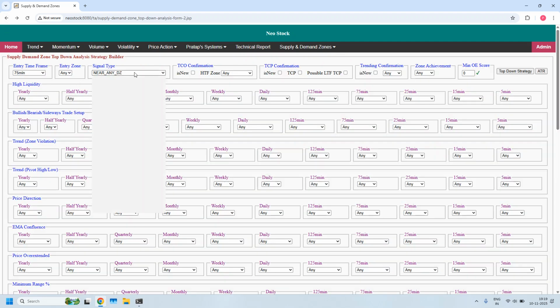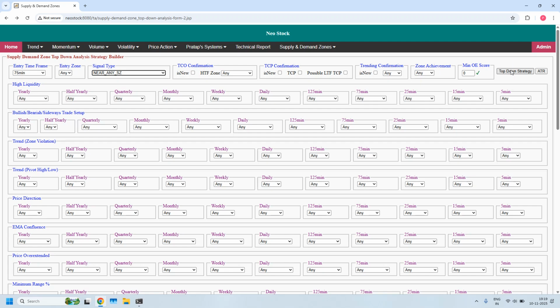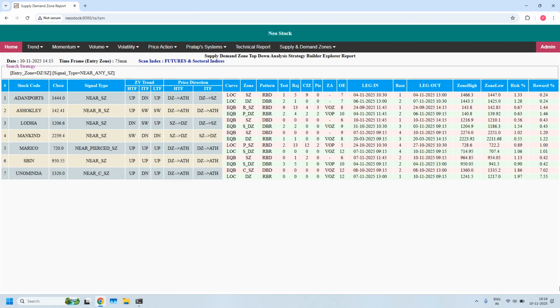Next, stocks near 75 minutes supply zone. We got 7 stocks. High liquidity zones. This is a pierced zone, supply zones. So 1 stock we got. Okay, this is stocks near daily and 75 minutes.